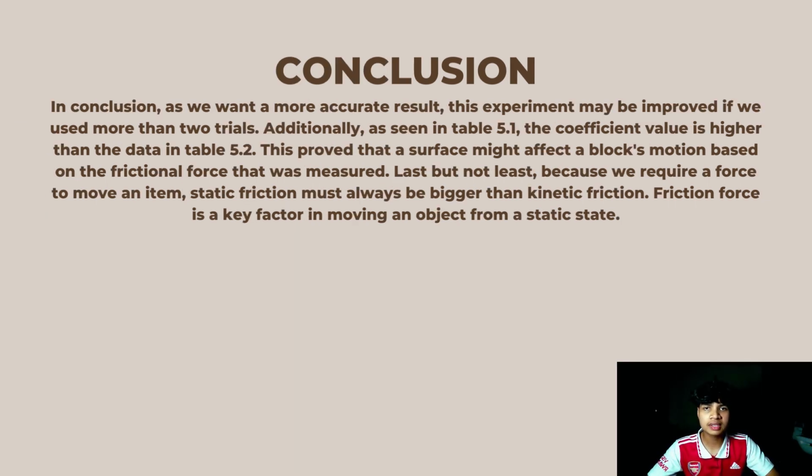So for the conclusion of this experiment, as we want a more accurate result, this experiment may be improved if we use two more trials. Additionally, as seen in table 5.1, the coefficient value is higher than the data in table 5.2. This proves that the surface might affect the block motion based on the frictional force that was measured. Last but not least, because we require a force to move an item, static friction must always be bigger than kinetic friction. Friction force is a key factor in moving an object from a static state.